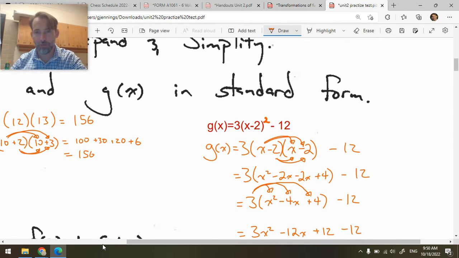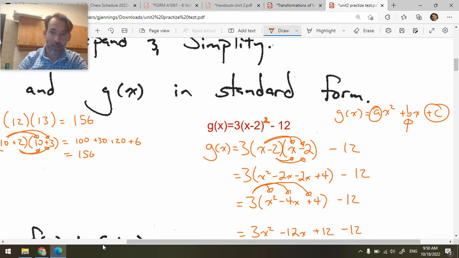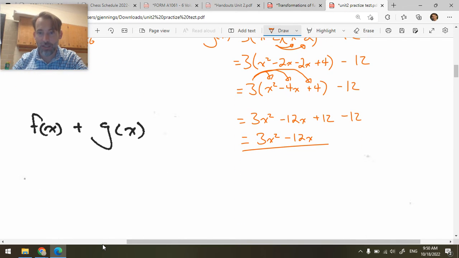The standard form, I haven't written it out for you yet in this video, but g of x is now in standard form. Standard form is a times x squared plus b times x plus c. A is the stretch factor, C is the y-intercept, and B is the behavior at the y-axis. So in this case, we could write that even, plus 0. We'd expect a y-intercept of 0, stretch factor of 3 still, and diving at the y-axis. It's going down at the y-axis.